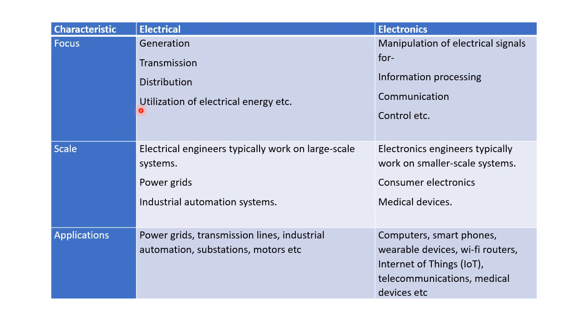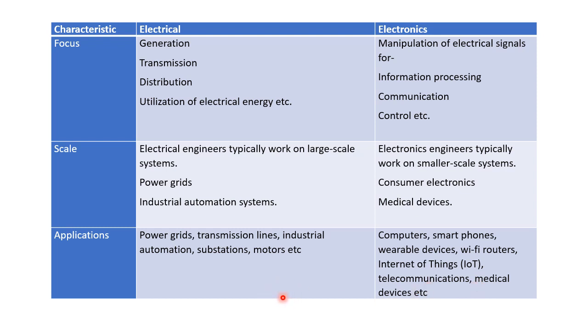So in short, I can say that electrical is the large-scale system and electronics is the smaller-scale system. Typically, an electronics engineer has to work on the smaller scale, and here it is on the larger scale. The applications we have discussed till now are covered here: the power grid, transmission lines, industrial automation, substations, motors, etc. Applications of electronics are computers, smartphones, wearable devices, Wi-Fi routers, the Internet of Things, which is a new term added in electronics and one of the nice applications of electronics nowadays, telecommunications, medical devices, etc.